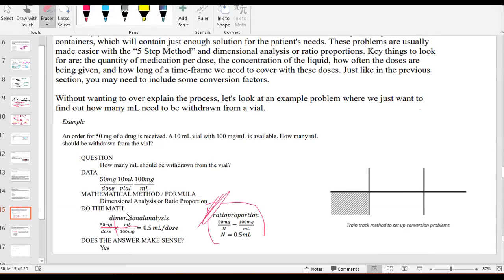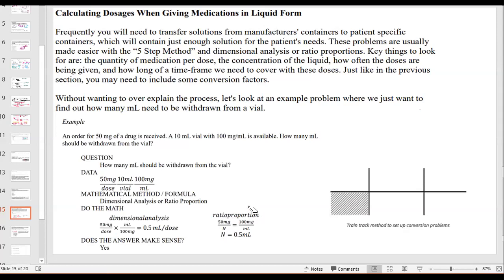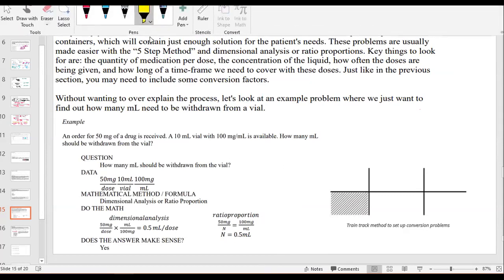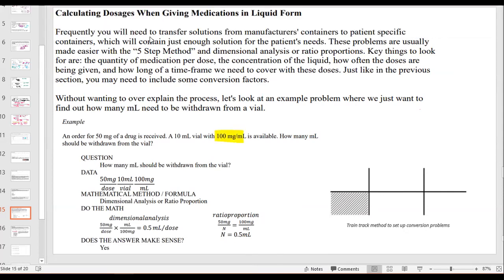So let me erase this. Most of the time, whenever we're dealing with solutions, we're going to have to transfer or measure liquids in a syringe or something that measures liquids, like beakers or the oral syringes that we have in there. So we're going to need a couple of things in order to do this calculation. One of them is our concentration. In here we have an example: 50 milligrams of a drug is received in a 10 ml vial, and they have a concentration right here.